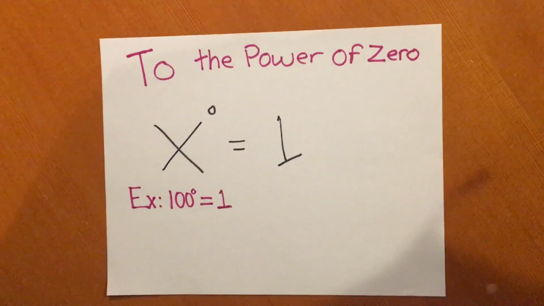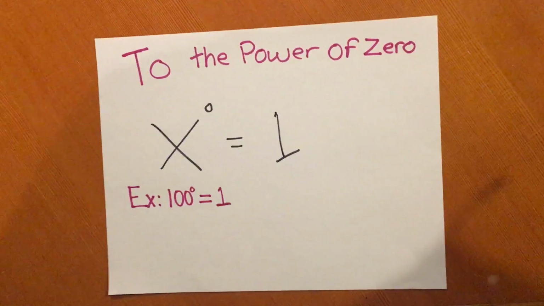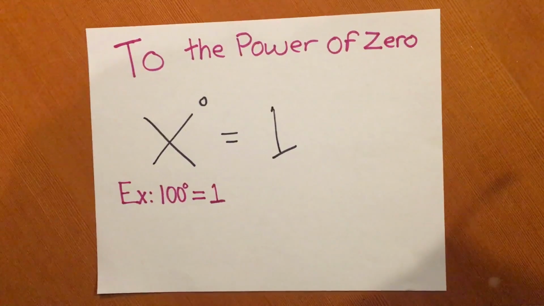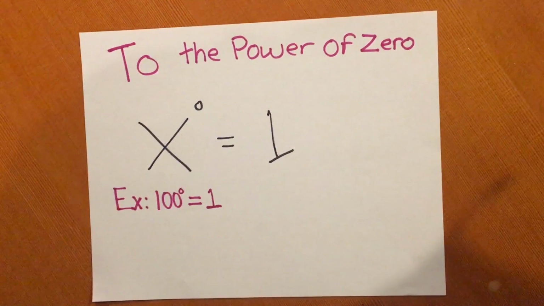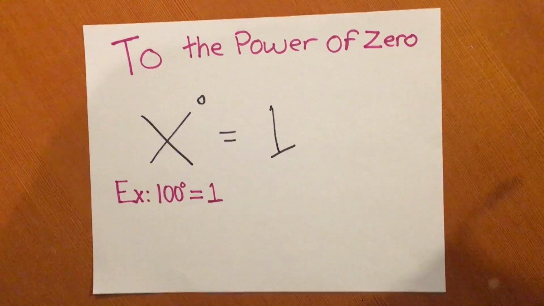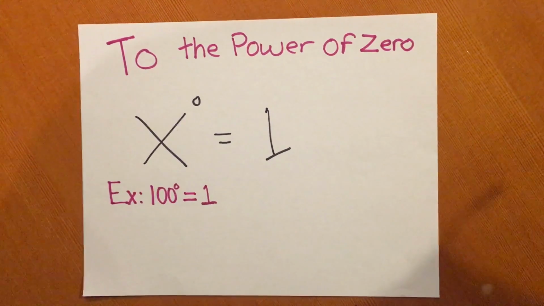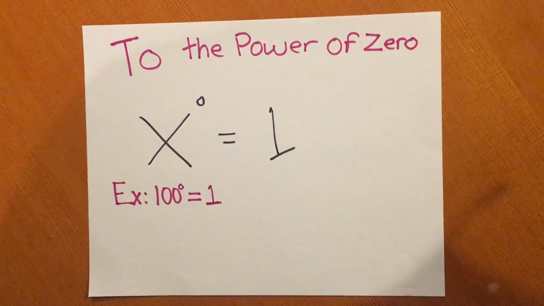To the power of 0. Any number to the power of 0 equals 1, no matter what. X to the 0 equals 1. Another example with a real number is 100 to the 0. It equals 1. No matter what number you have, it will always equal 1.